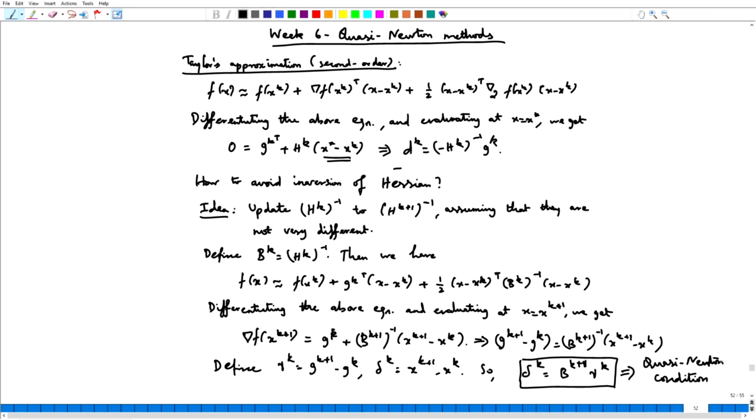So, when you update B_k to B_(k+1), you must make sure that this quasi Newton condition that I have written here is satisfied. Okay. So, that is basically how we construct different quasi Newton methods.